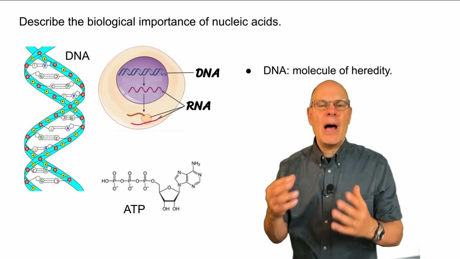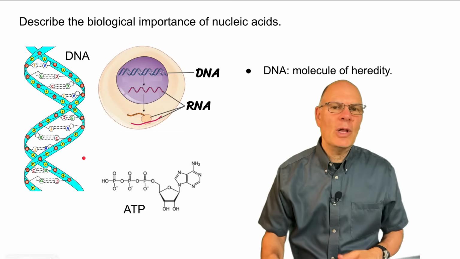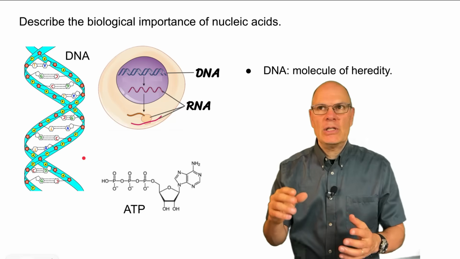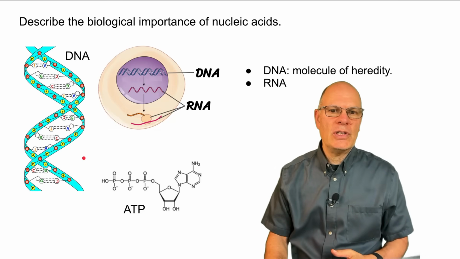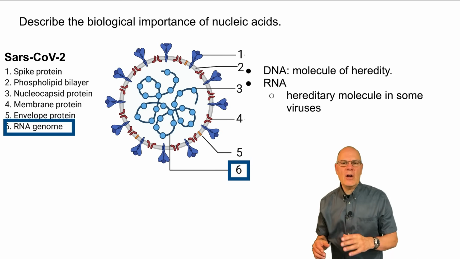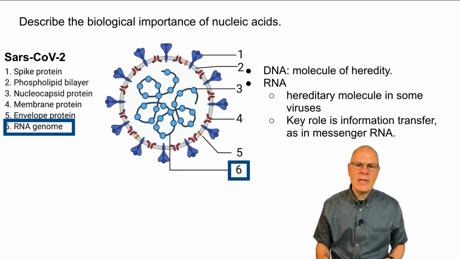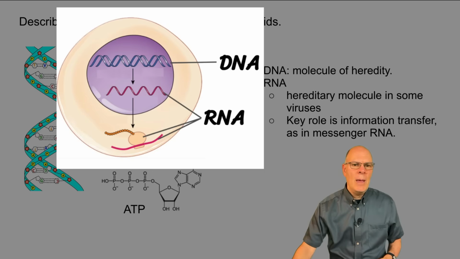So we'll start by describing the biological importance of the nucleic acids. These are the molecules of genetic information. DNA is the molecule of heredity. It's what passes from generation to generation. It's the molecule that cells pass on as they divide and replicate within a multicellular organism. RNA has other functions. RNA is the hereditary molecule in some viruses, never in cells. And RNA's key role is information transfer, as in messenger RNA.